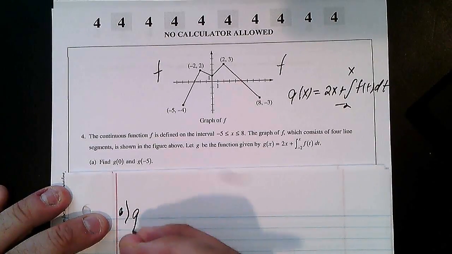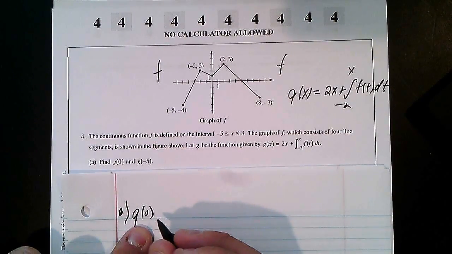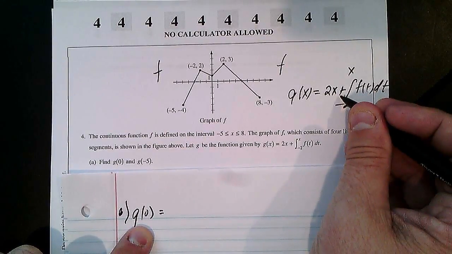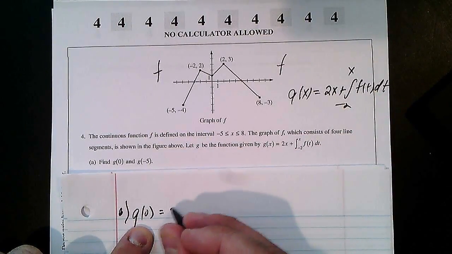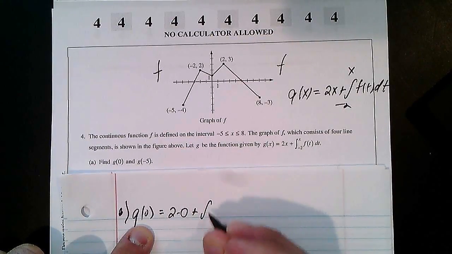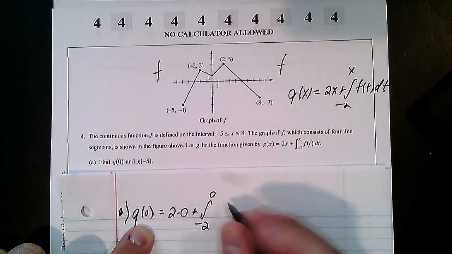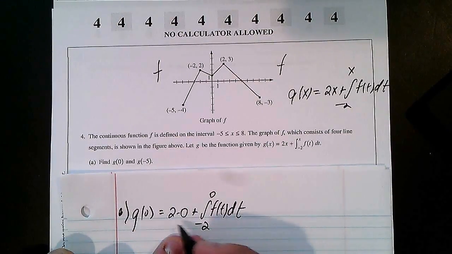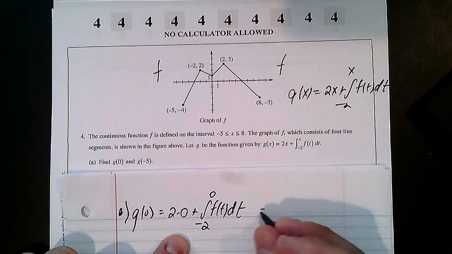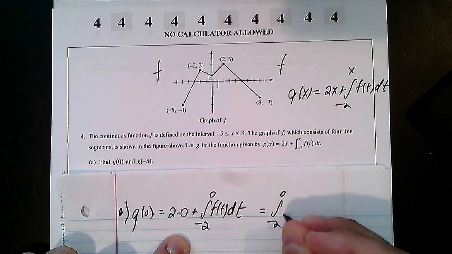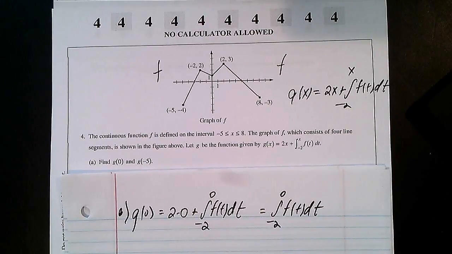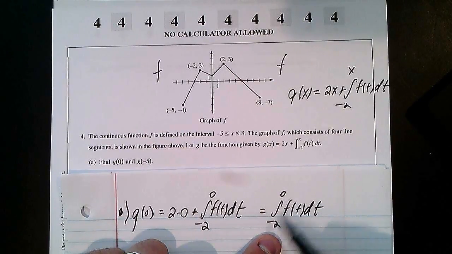Part A says to find g of 0. Well, how am I going to do that? I'm going to go over to g, and everywhere I see an x, I'm going to replace that with 0. So 2 times 0 plus the integral from -2 to 0 of f of t dt. Of course, 2 times 0 is 0, so we just get the integral from -2 to 0 of f of t dt. Well, how do I find the definite integral?